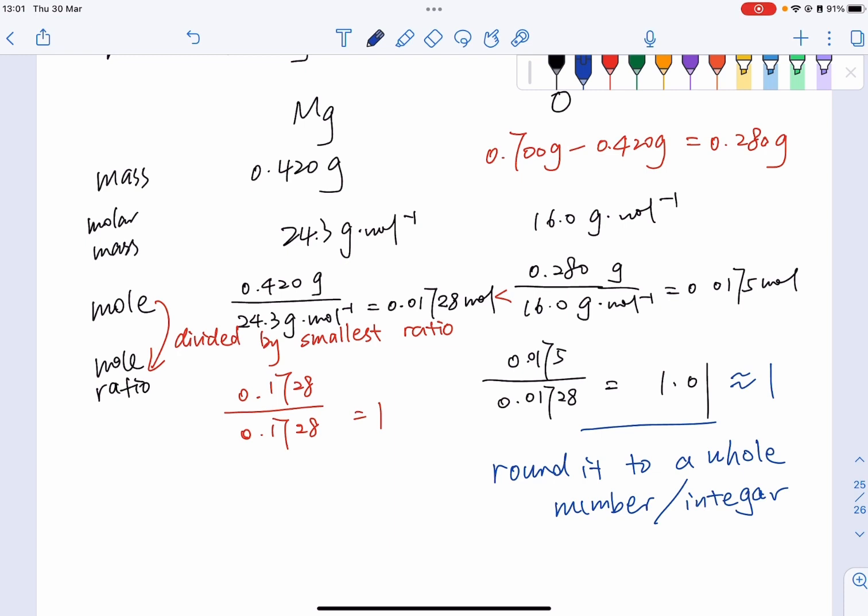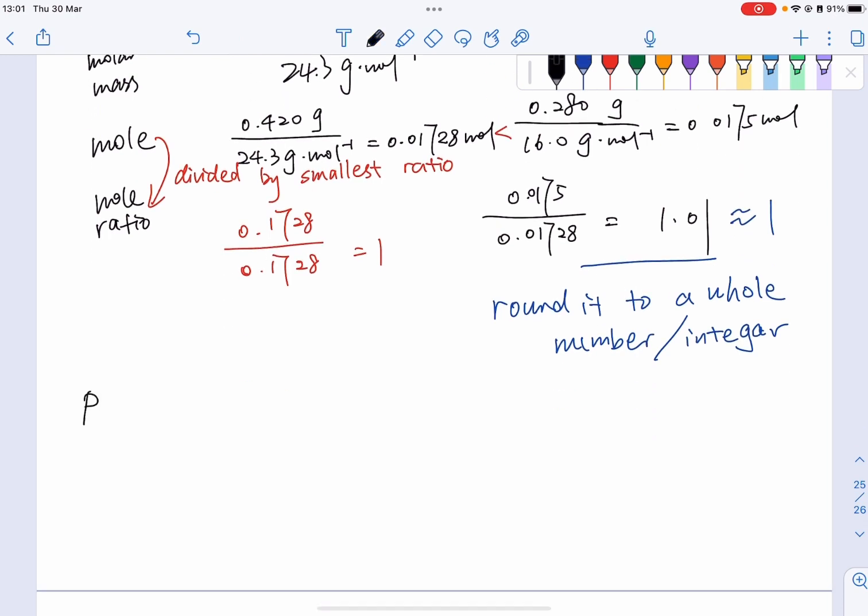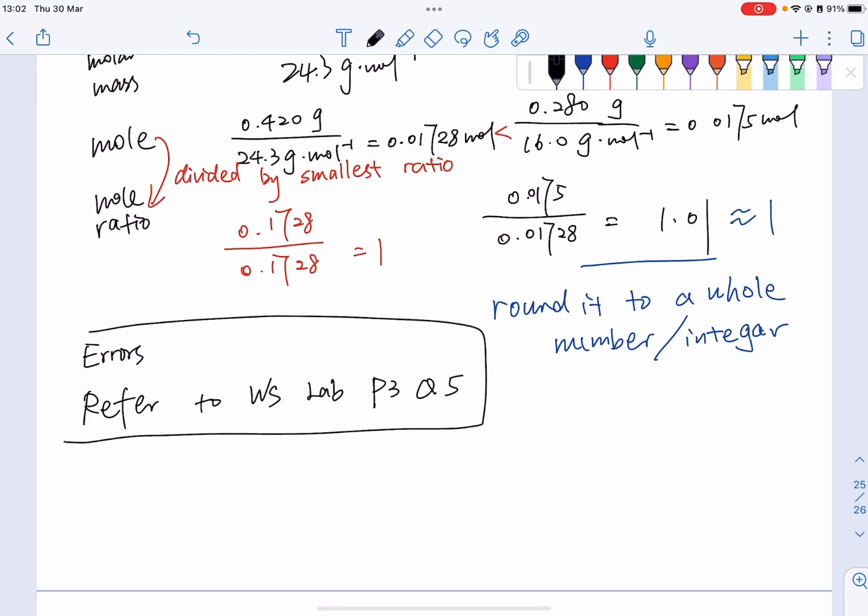Let me ask you a question. Remember why it's 1.01 instead of 1? Because probably there were some errors that occurred in the experiment, right? If you forgot about the possible errors, please take a look at the lab worksheet page 3, which illustrates the possible errors. It should be question 5. So let me write it here. Refer to errors: worksheet of the lab, page 3, question 5. Yeah. If you forgot, go and review it.